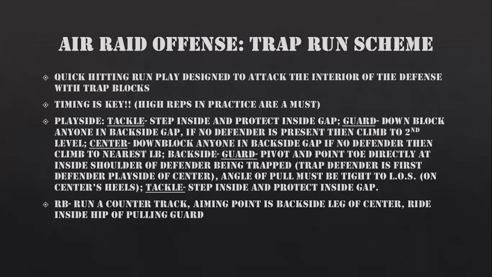All right, so the running back runs a counter track, aiming point is the backside leg of the center. Ride the inside hip of the pulling guard, and once you're through the line, into the second level, you have to make your moves in the open field. Because typically, if they have two high safeties, a lot of times those two high safeties are not blocked and are coming down to try and do their run fits as well. When I say counter track, that basically means he's going to give that jab step like you would on a counter, just to give enough time for that guard to pull around, and then the running back is right on his hips.